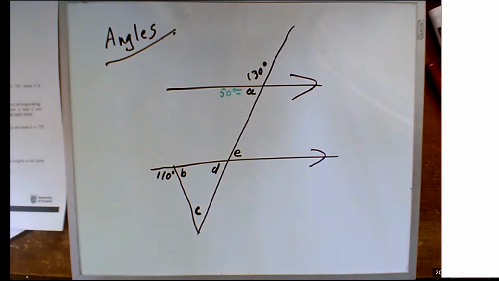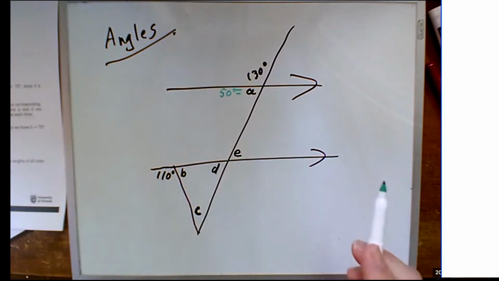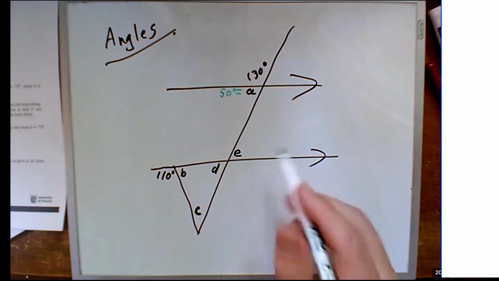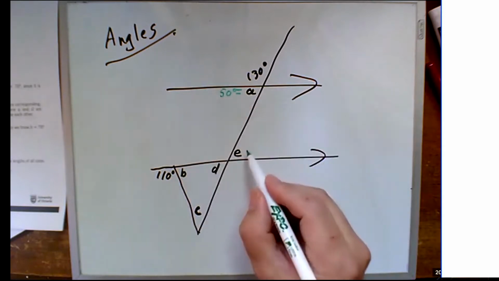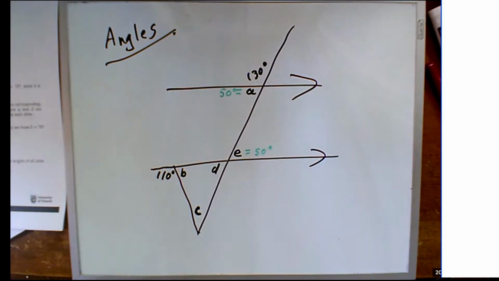As soon as I do that, I can take a look and I'm going to see my Z pattern is right there, which means that I can jump to the answer for E right away. Because I have that Z pattern, I know that E must also be equal to 50 degrees.